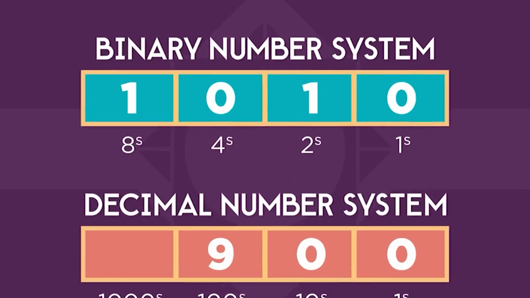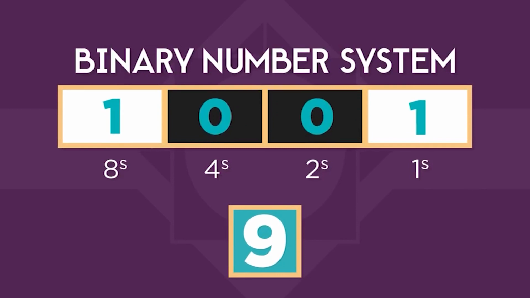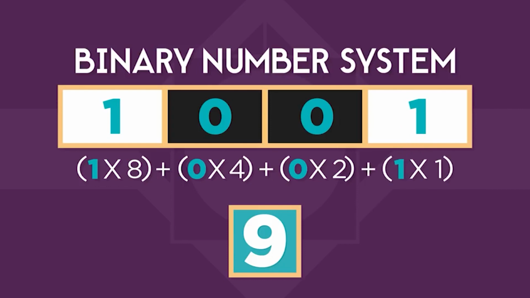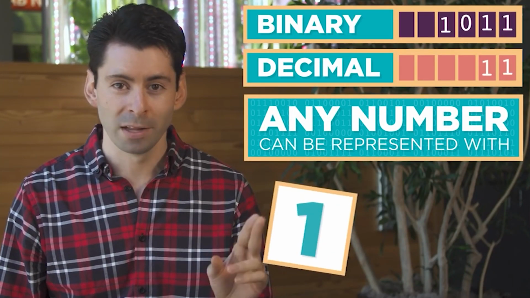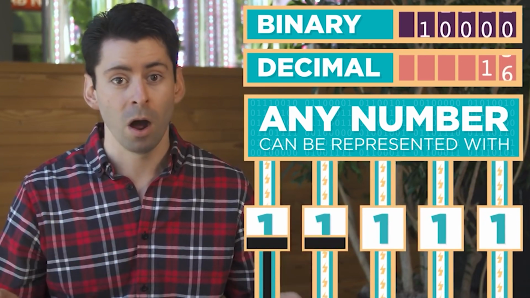For example, the number 9 in binary is 1001. To calculate the value, we add 1 times 8 plus 0 times 4 plus 0 times 2 plus 1 times 1. Almost nobody does this math because computers do it for us. What's important is that any number can be represented with only ones and zeros, or by a bunch of wires that are on or off.